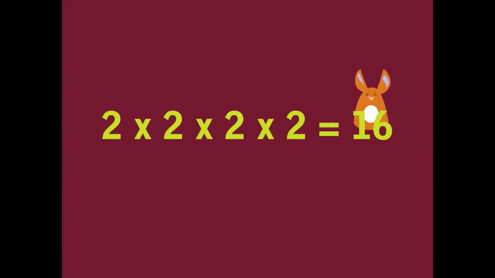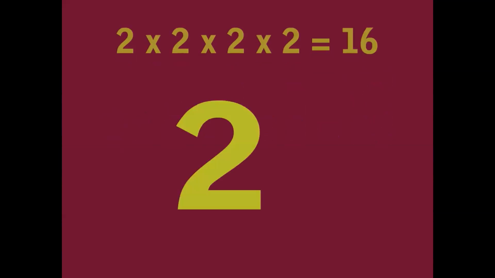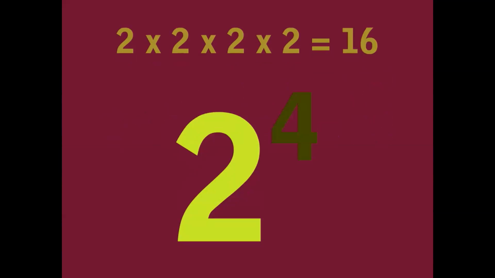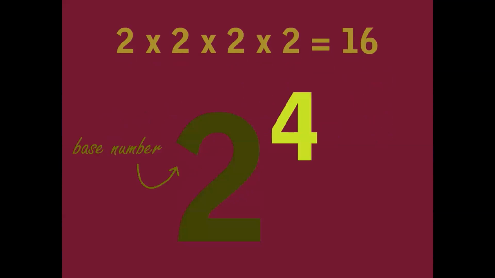In purely numerical terms, we multiplied 2 times 2 times 2 times 2. Put another way, we raised 2 to the 4th power. 2 is the base number, the thing we're multiplying by itself. And 4 is the exponent, which shows how many base numbers are getting multiplied.